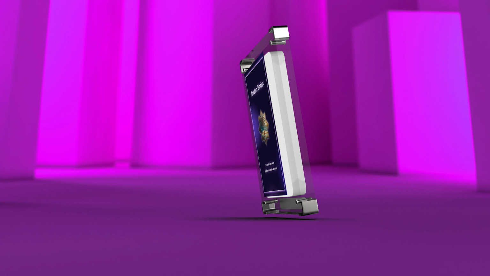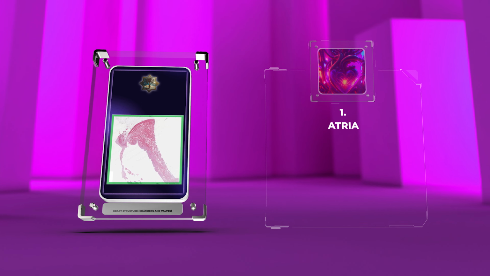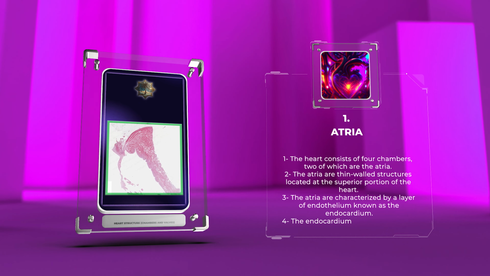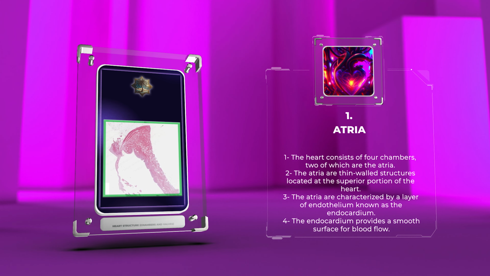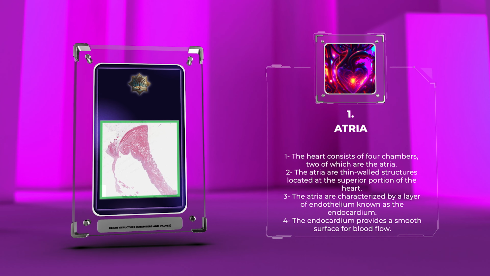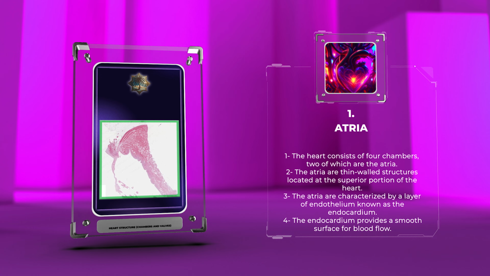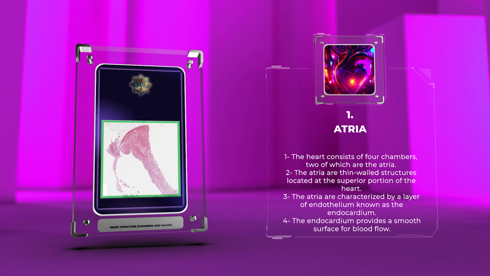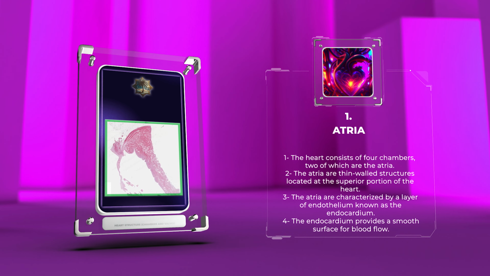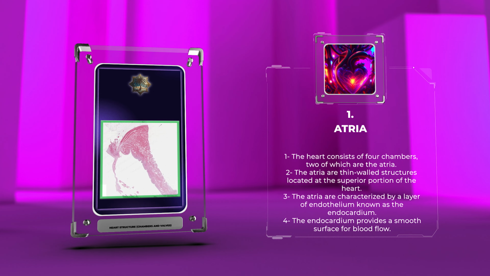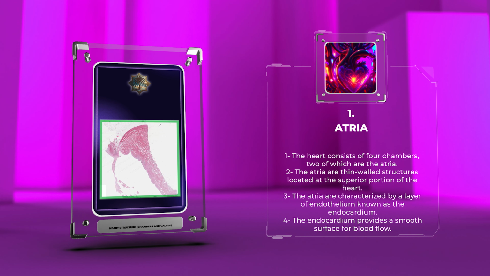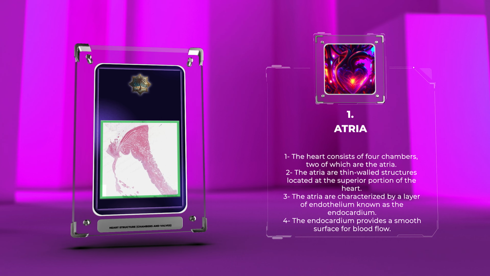The heart consists of 4 chambers, the atria being 2 of them. The atria are thin-walled structures located at the superior portion of the heart. Histologically, the atria are characterized by a layer of endothelium, known as the endocardium, which lines the inner surface of the chamber. The endocardium consists of a simple squamous epithelium, providing a smooth surface for blood flow. Beneath the endocardium lies a subendocardial layer composed of connective tissue and small blood vessels.